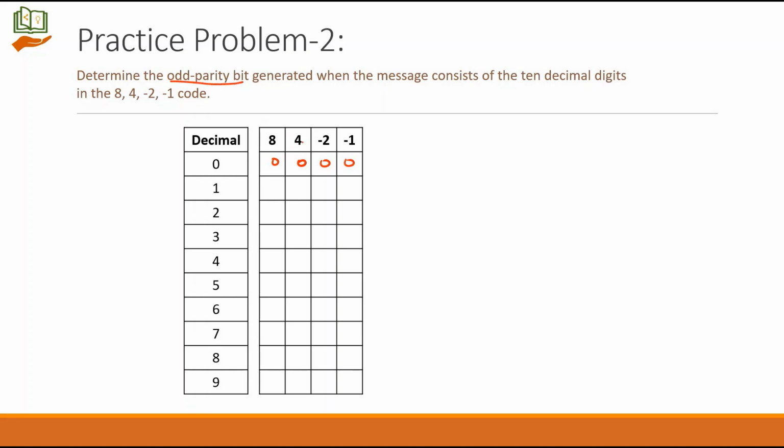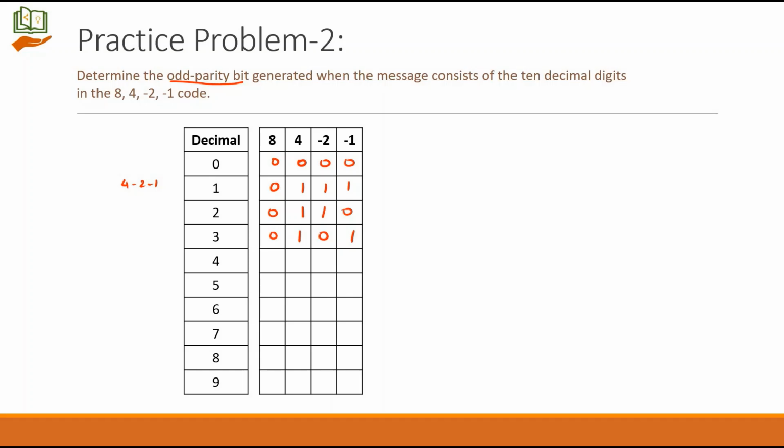How do we write 1? 4 minus 2 is 2, 2 minus 1 is 1. So we'll have 3 ones here and a 0 here. Then for 2, 4 minus 2 is 2, and the remaining places are 0. For 3, 4 minus 1 is 3, and the remaining places are 0.